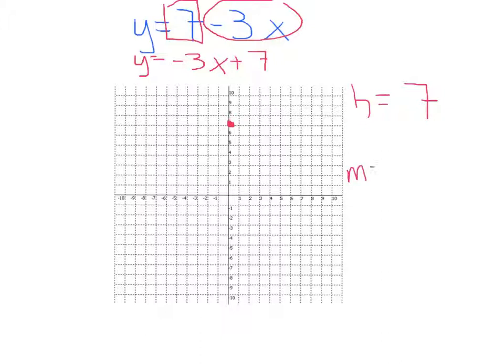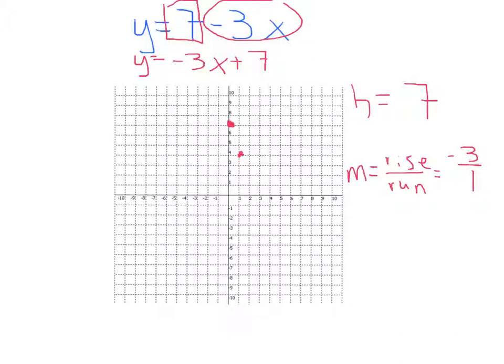And then my slope is negative 3. Rise over run. To make negative 3 a fraction, we're going to write it over 1, negative 3 over 1. So starting at the y-intercept, we need to rise negative 3, run 1. So you always go up or down, and then always go to the right. So I'm going to go down 3, 1, 2, 3, and go right 1.